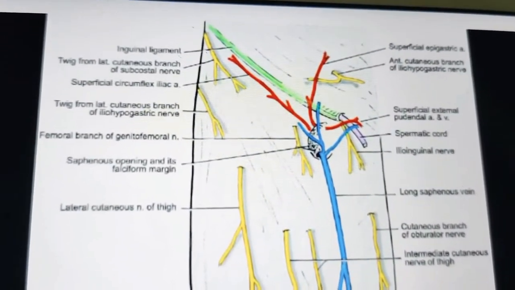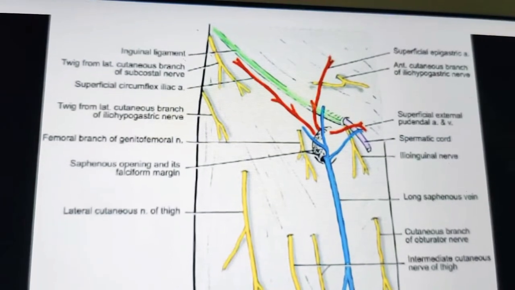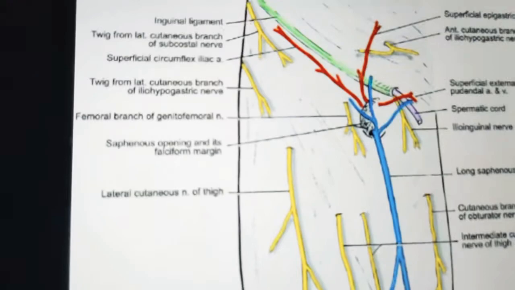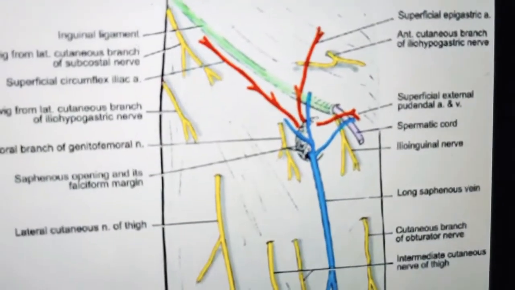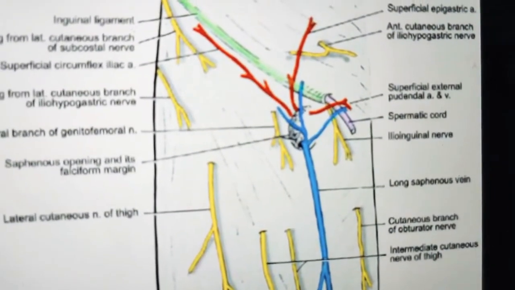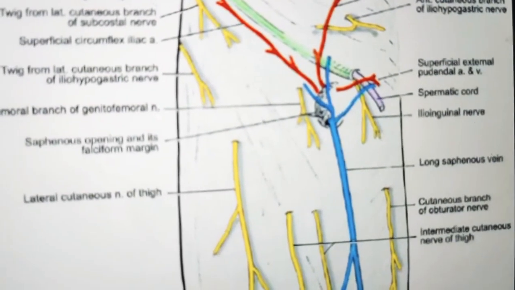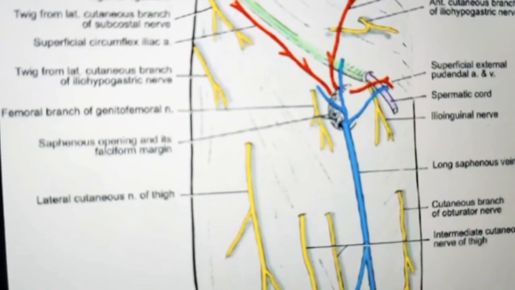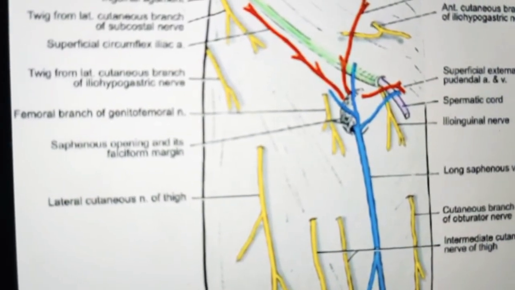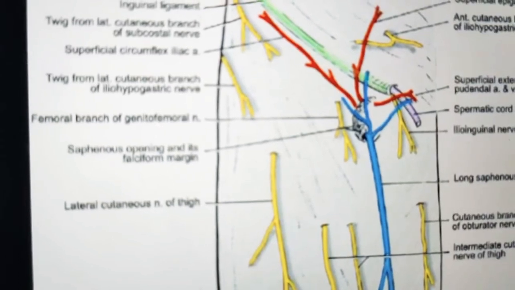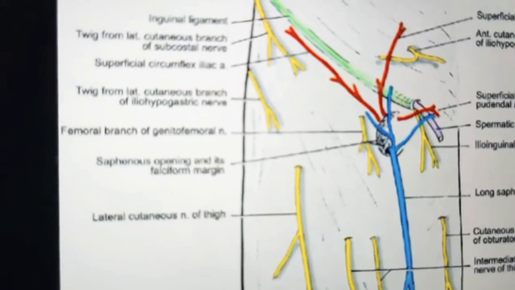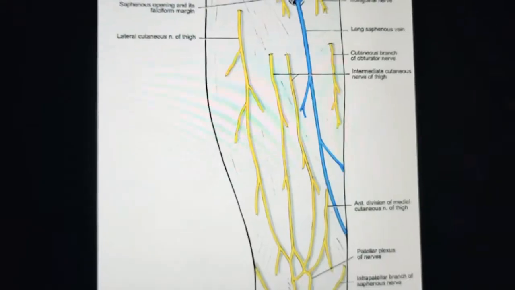One is superficial external pudendal, which supplies external genitalia. Next you have the superficial epigastric artery, right, which supplies the anterior abdominal wall. And of course the next one is superficial circumflex iliac artery, which goes up to the anterior superior iliac spine, and it anastomoses in turn with three arteries. One is the deep circumflex iliac artery, another one is the lateral femoral artery, and one more is superior gluteal artery. So it's time to discuss the great saphenous vein.